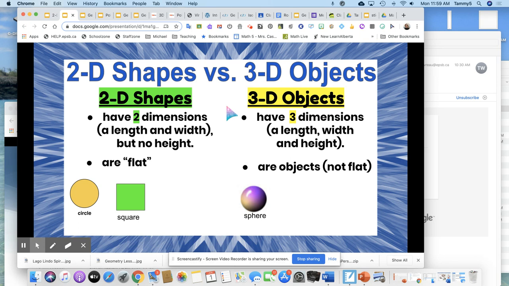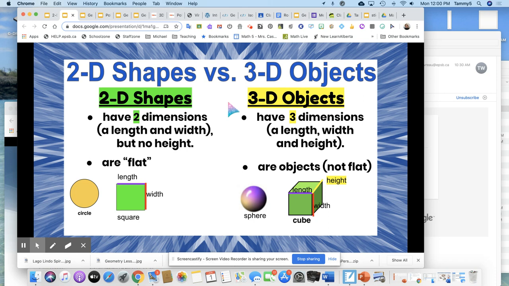Let's look at another example. A square is an example of a 2D shape. It's flat. It has two dimensions, a length and a width, but there's no height. Let's take a look at now the cube. A cube is three-dimensional. It has a length, a width, and a height. It is an object. It's not flat and could fit in your hand.